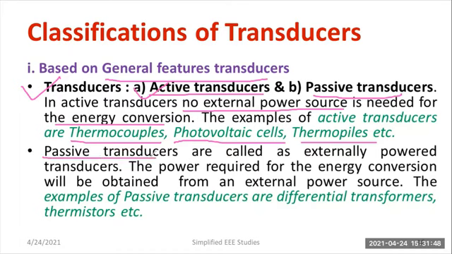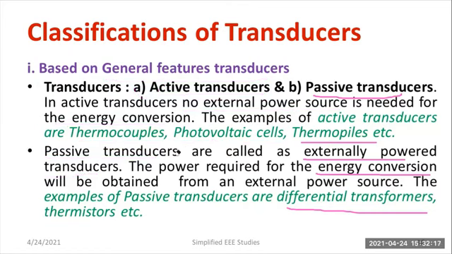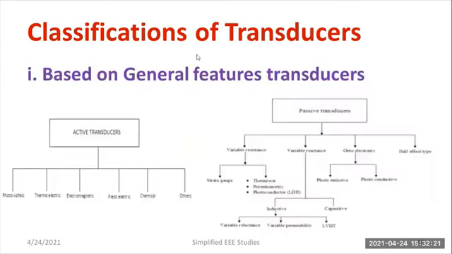If I talk about the passive transducer, definitely we need an external power source. An external power supply is required for the energy conversion. It may be an excitation. You can give some examples such as differential transformers, then thermistors. For thermistors, we require some external DC power supply. So this classification is according to the general features. You have to divide the transducer into active and passive transducer according to general features.